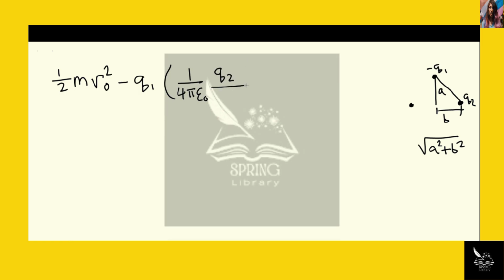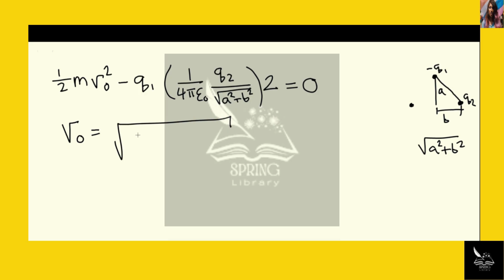And now we can solve for V0. So V0 is going to be equal to the square root of 1/(m pi epsilon naught) Q1 Q2 over root A squared plus B squared. And that's it. If we add some values for the mass and the charges and the distances, we could determine this escape velocity for this charge.